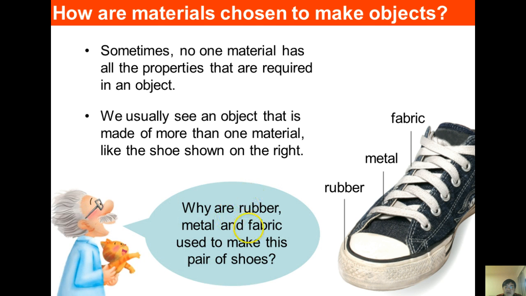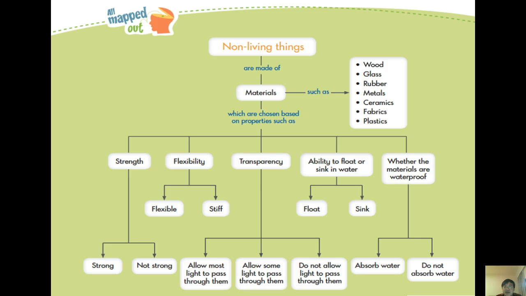Now why are rubber, metal and fabric used to make this pair of shoes? Think over why. Right, because of certain suitability. Think about it. Okay, this is basically what we've gone through very briefly. I hope you understand about material. Okay, we've gone through this part.